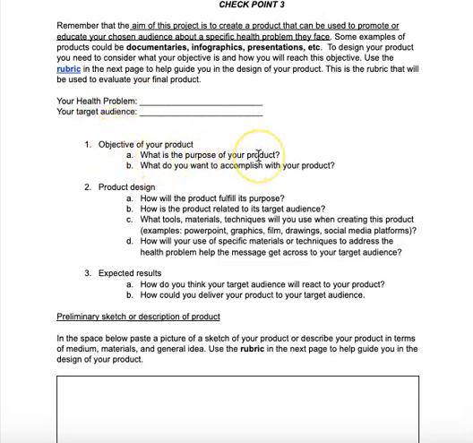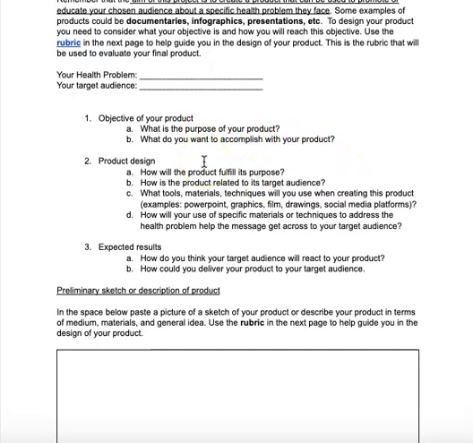What is the purpose of your product? So why are you trying to create a documentary? Why are you trying to create an infographic? What is the purpose? Is it promotional? Is it educational? What do you want to accomplish with your product? So you're going to be showing this product to somebody, right? And hopefully it's your target audience. So what do you want to accomplish with your product? Do you want people to be more conscious of something? Do you want to help people solve a problem? What are you trying to accomplish? Okay.